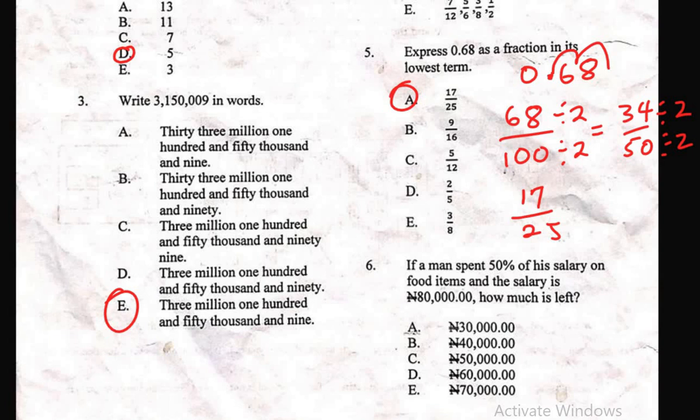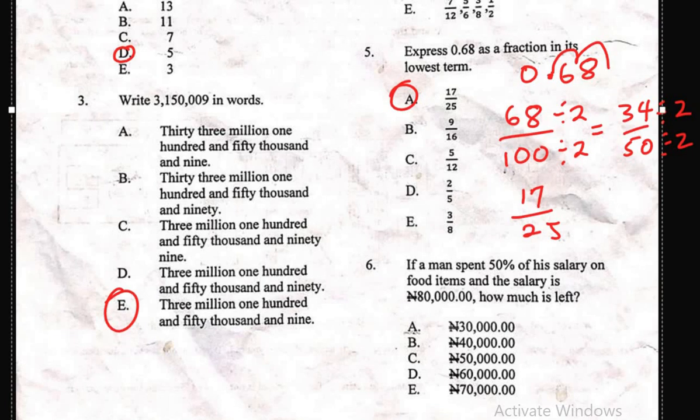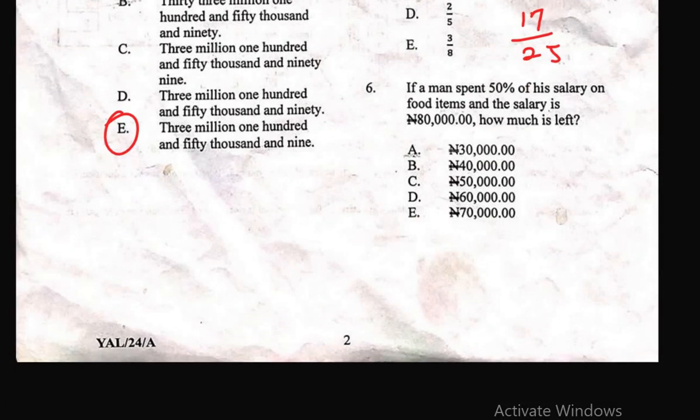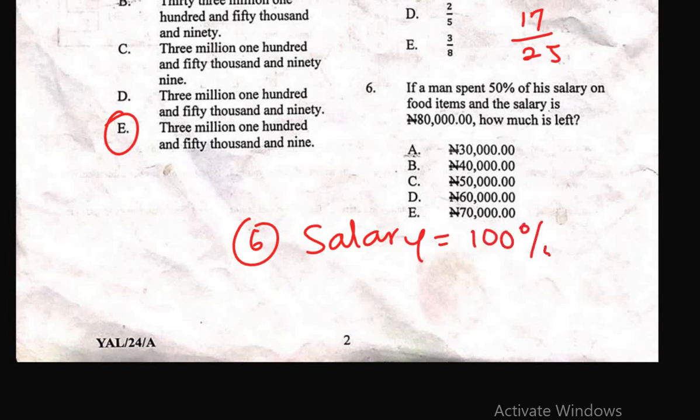Alright, we are going to move down to question 6. Question 6 here, I have enough space for it. If a man spent 50% of his salary on food items, they give you the salary. Let the salary be 100% because 100% means everything. So 100% is equal to 80,000 naira.